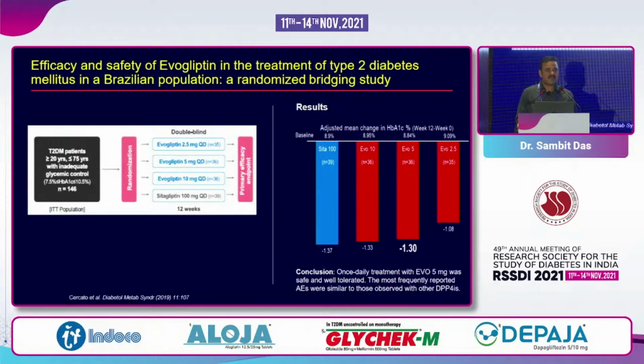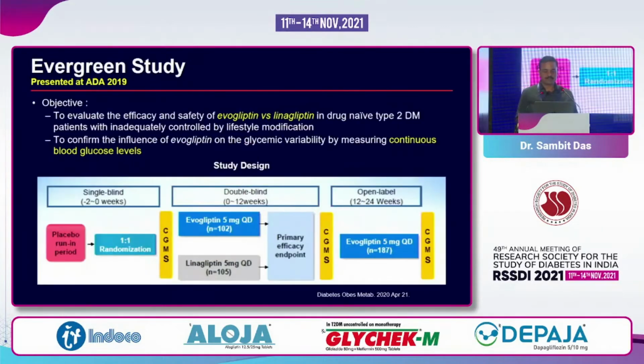In the Brazilian study, they compared Evogliptin versus sitagliptin, and this was necessary to establish non-inferiority. What they found was that different doses of Evogliptin were given, and in comparison they gave sitagliptin 100 also. If you see the right side graphs, the sitagliptin 100 versus Evogliptin 5 milligram, the reduction of the HbA1c is almost similar, to the tune of around 1.30. So at least this molecule has proven non-inferiority to sitagliptin.